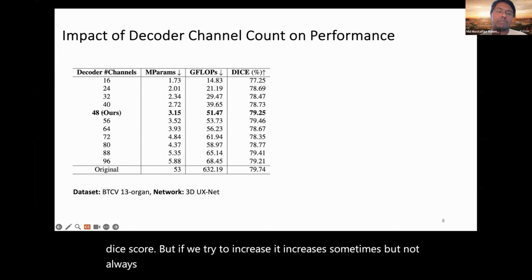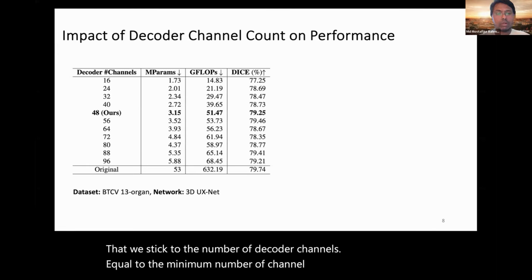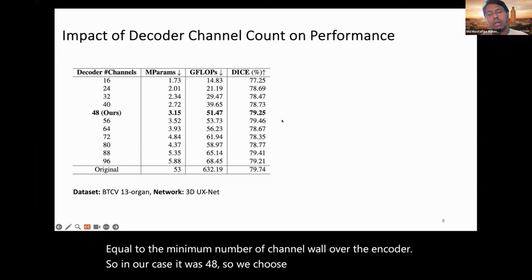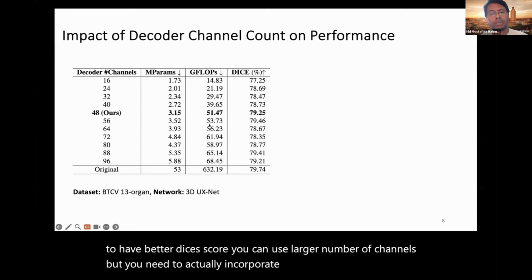So we stick to the number of decoder channels equal to the minimum number of channels all over the encoder. In our case it was 48, so we chose 48 here. But if you would like to have a better dice score, you can use a larger number of channels, but you need to incorporate more flops and parameters in that case.